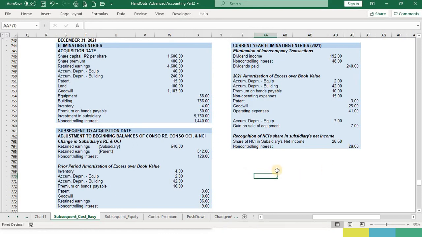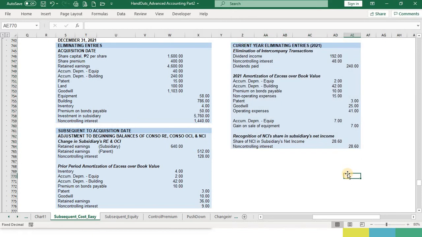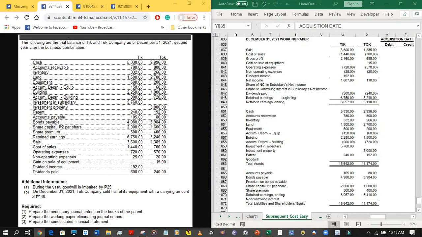Then for the current year eliminating entries, this pertains to the adjustment of the nominal accounts of the parent and the subsidiary. So that is why for the current year eliminating entries, there is an effect on both real accounts and nominal accounts. Now, let's proceed to the preparation of the working paper to facilitate the preparation of the consolidated financial statement. So let's start with the working paper. So all the account balances in the trial balance of both the acquirer and the acquiree must be transferred to the working paper. So starting with the income statement.